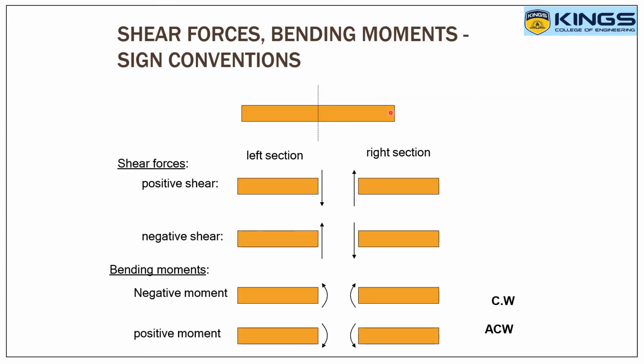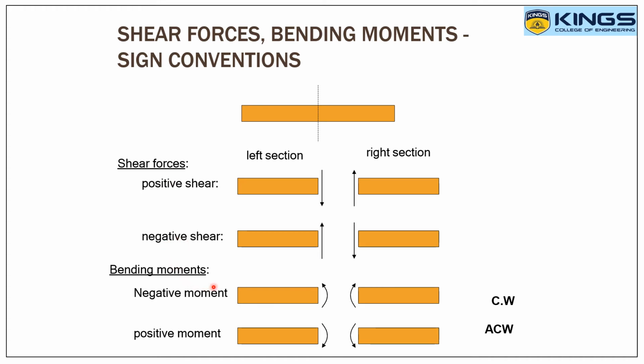So how can we calculate shear forces and bending moments with the help of sign conventions? So this will be the beam and this will be the load applied. The portion before the load applied will be the left hand side and this will be the right hand side. For shear forces, positive shear will have a downward arrow on the left hand side and an upward arrow on the right hand side. The negative shear will have an upward arrow on the left hand side and a downward arrow on the right hand side, which means the vice versa of positive shear will be negative shear.